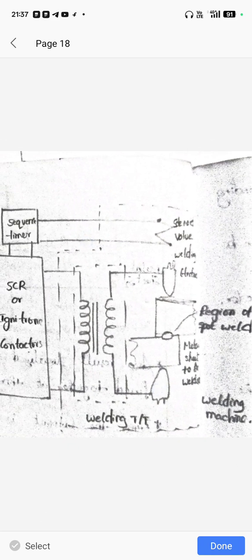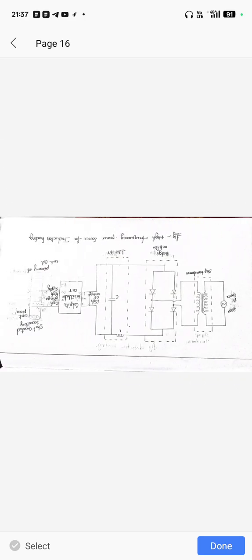Welding machine. This is AC resistance, this is dielectric heating, and this one is induction heating. All the best for everyone.